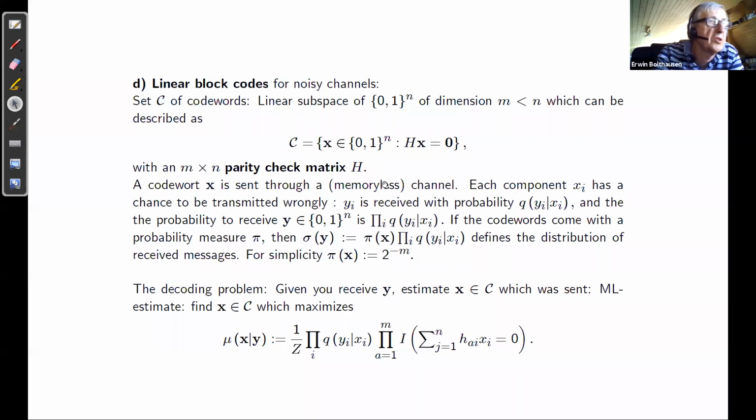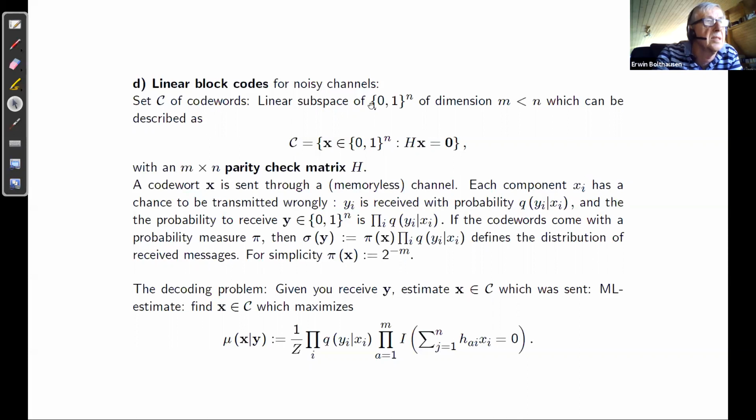So you get some noise on the channel here. So what you receive is maybe not what you have sent. Now, in the case of a memoryless channel, you just have a probability distribution of receiving y, given that you have sent x.